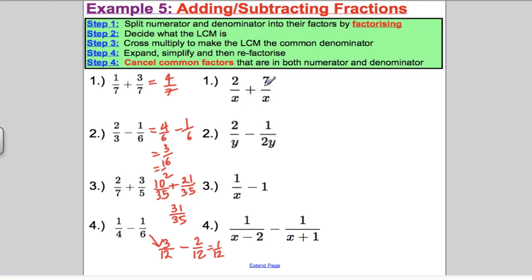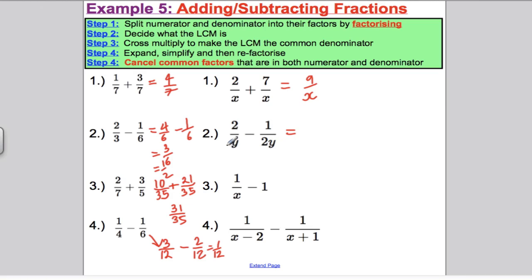2 over x plus 7 over x. 2x plus 7x must be 9x, if that's the way you say it. They've got the same unit on the bottom, so you can add them straight away. Now, these do not have the same unit or denominator.